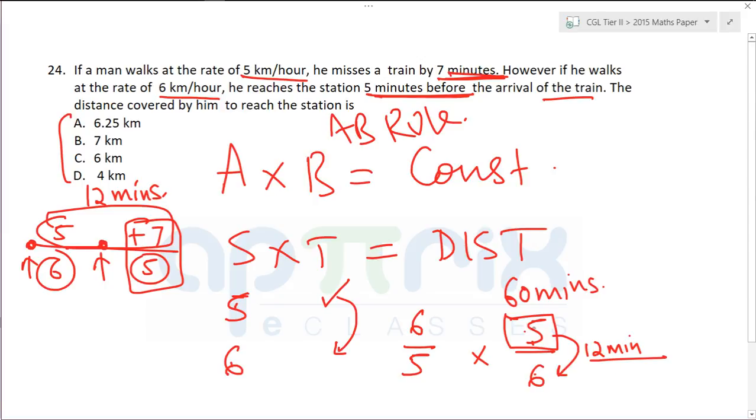And when this 60 minutes time is taken, when speed is 6, then time corresponds to 5. So that's why in 60 minutes, when speed is 6 km per hour, the answer becomes 6 km. You can easily do it orally if you understand it once. When I teach you the AB rule, this is going to be an oral question, right? You need not even write 6 by 5. You will be doing it orally, but you need to wait for that.